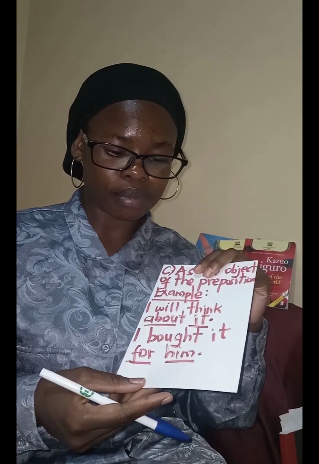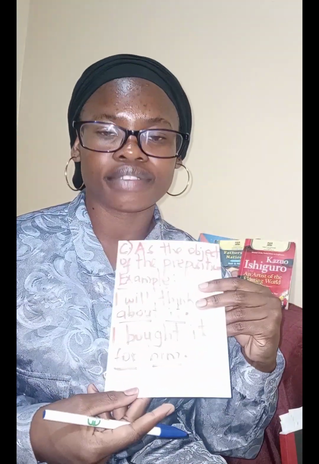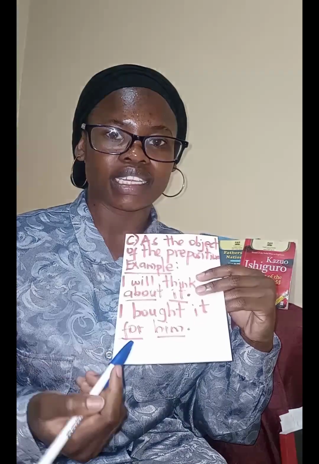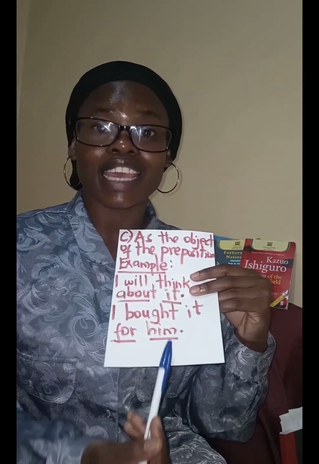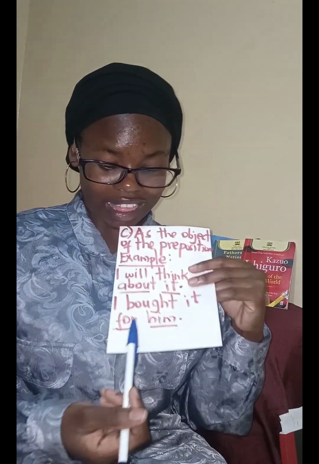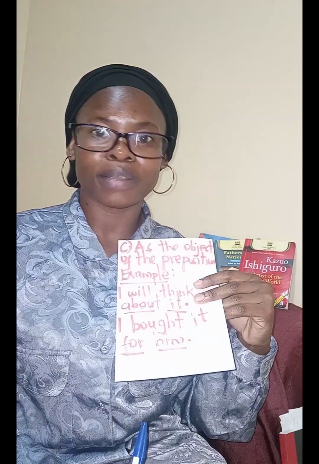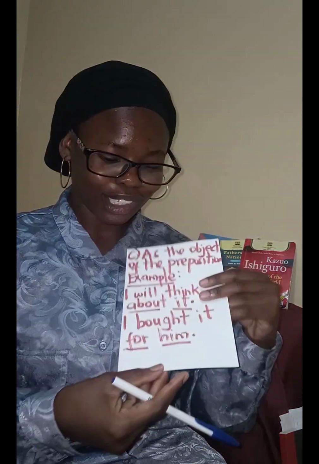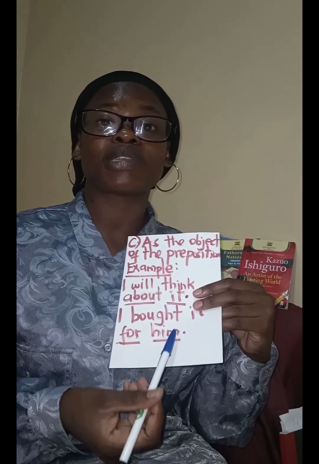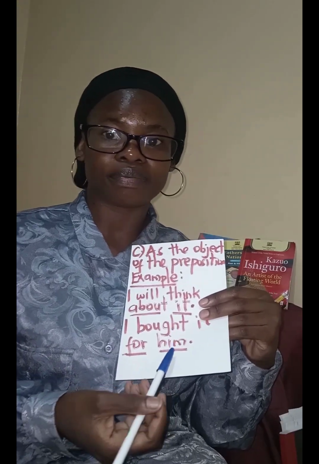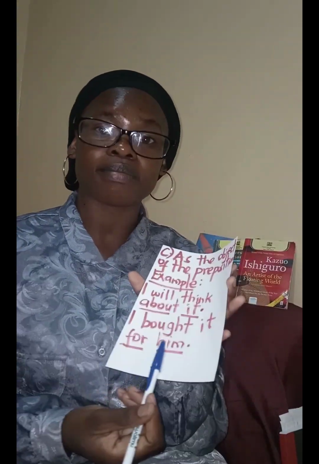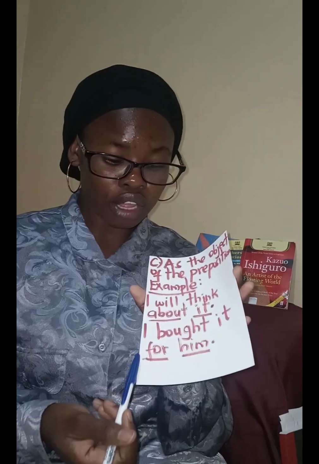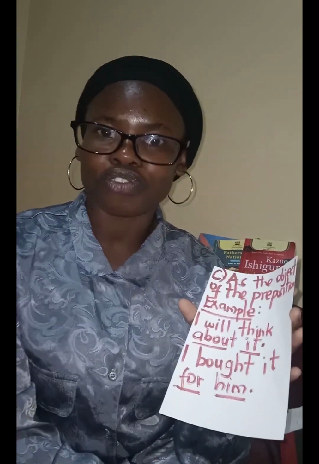Our second example is, I bought it for him. In this case, him is our pronoun, and for is our preposition. You can see that the pronoun comes after the preposition, and in this case we say him is the object of the preposition for. That is another function of pronouns. They can be objects of the preposition.